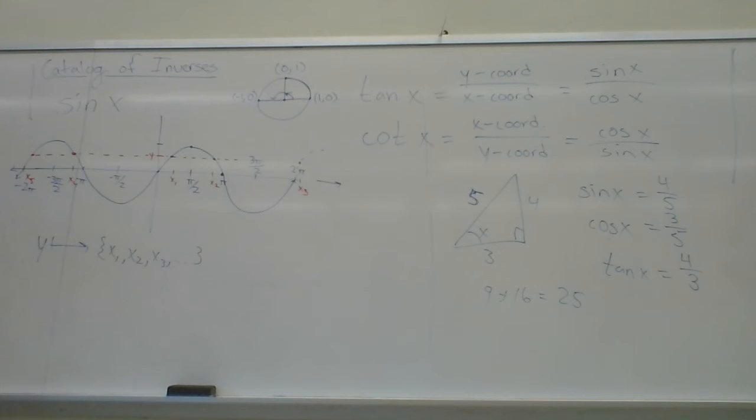I could graph cosine as well up here, and you would see pretty much the exact same graph, just shifted over a little bit. It has an inverse. Is its inverse a function? No. It's the same graph, but it's shifted a little bit left. So we do the horizontal line test. We get all these things out for one of these y values. Inverse of cosine is not a function.